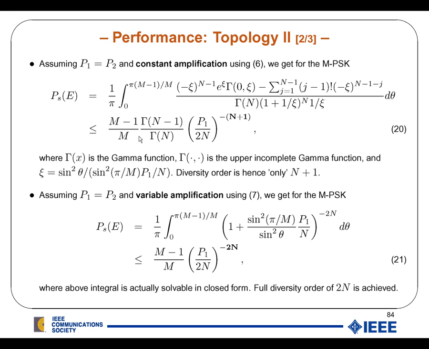If we go from constant amplification to variable amplification, we get an expression which is given here. Now the authors in that paper did not evaluate this expression. It is actually to be obtained in closed form, but they found a bound and showed that this one here behaves in the form 2n. That means it gives you the full possible diversity order of 2n.